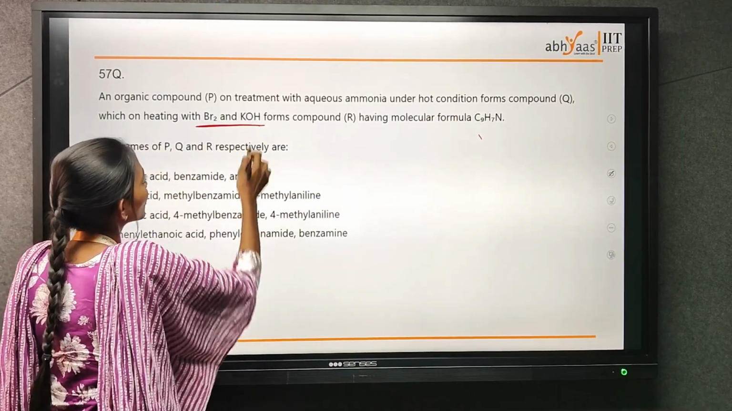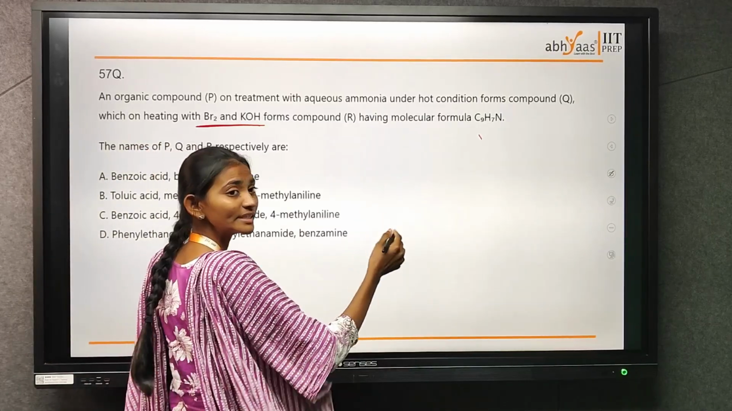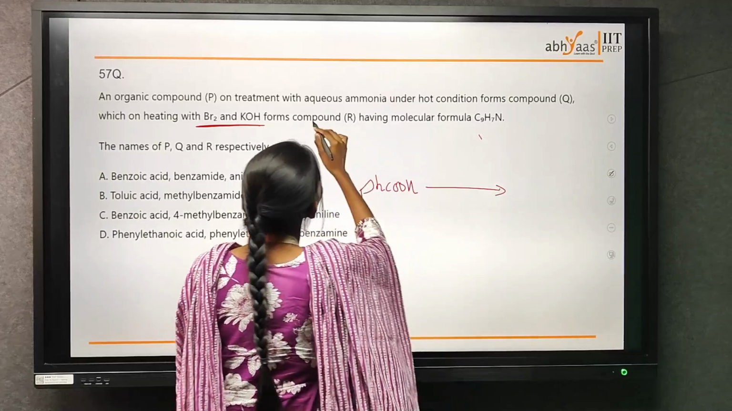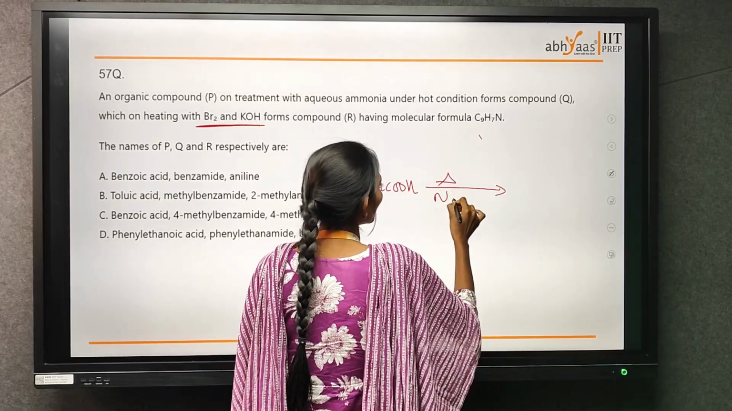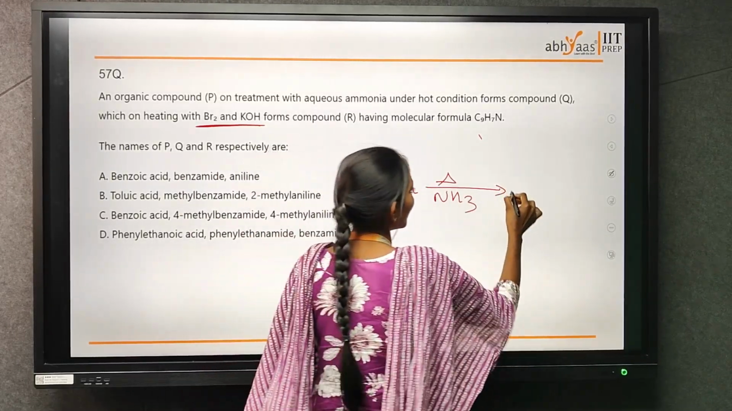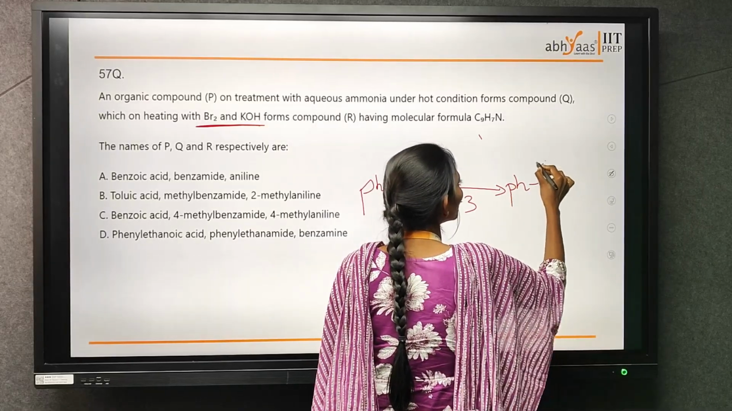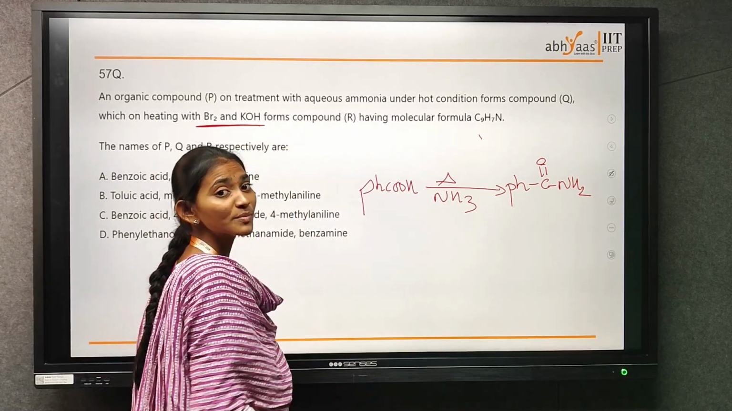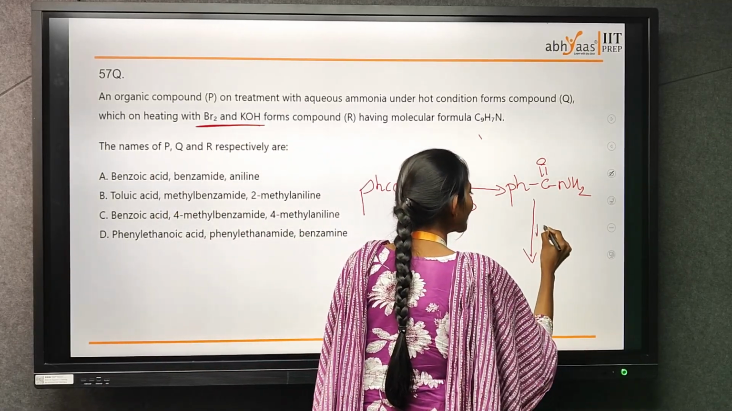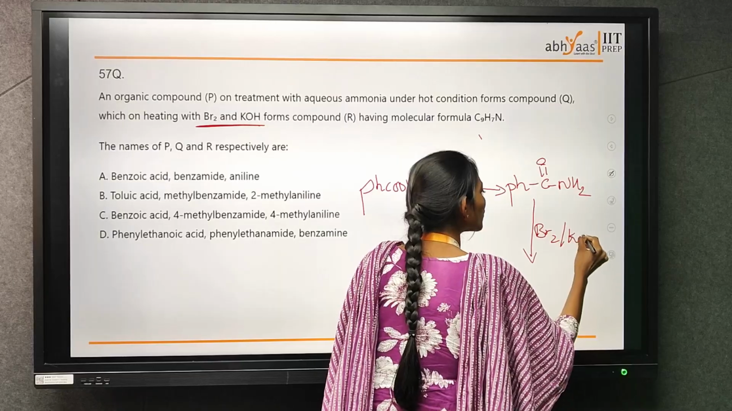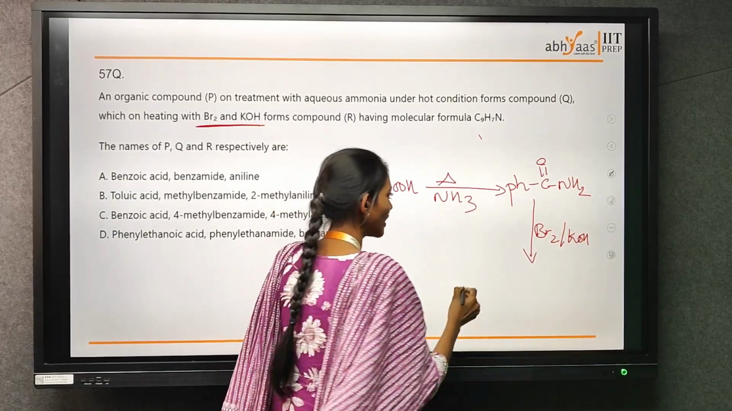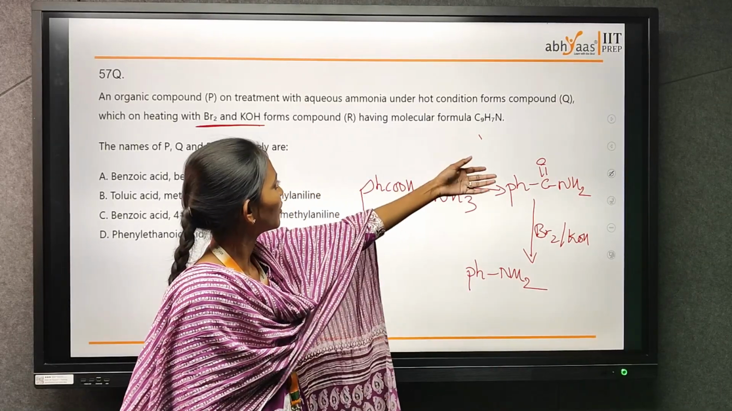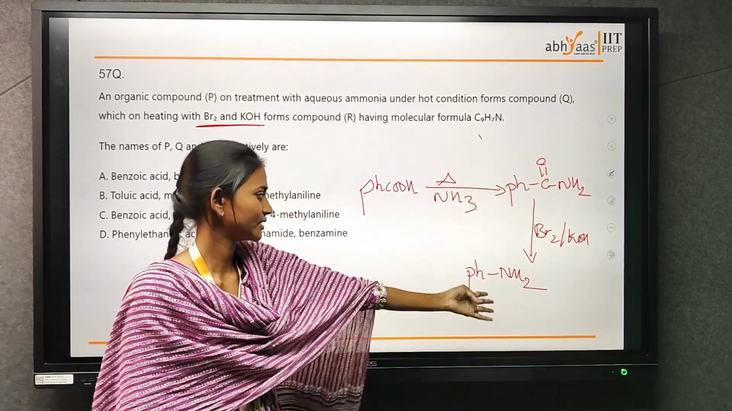Coming to this, an organic compound on treatment with aqueous ammonia, we see benzoic acid, PhCOOH. What are we getting on hot condition with ammonia? Amide, PhC double bond O NH2, right? And upon Br2/KOH, what is it? Hoffmann degradation. So amide to amine, PhNH2, right? So your formula will be this, C9H7N. See, that is only what we are getting.